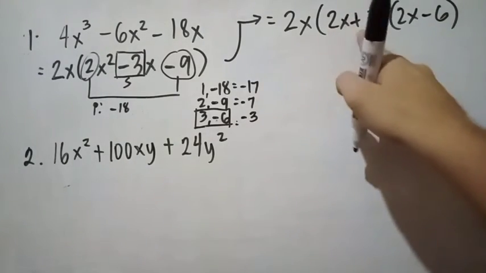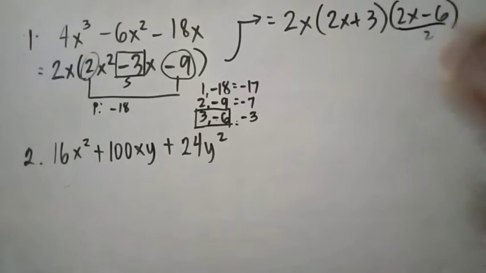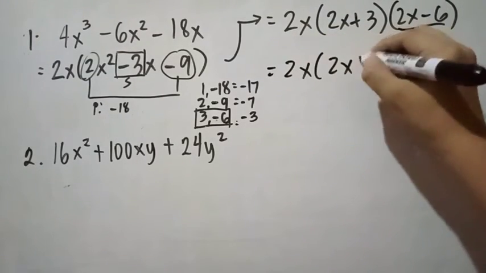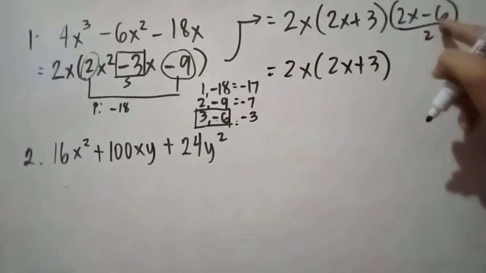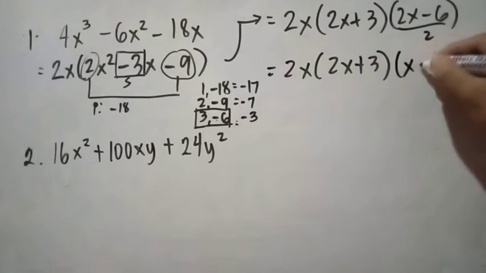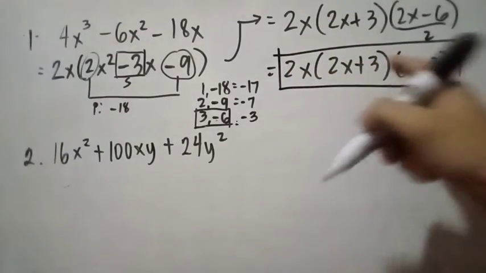And after that, i-divide natin yung binomial sa common factor nila. So dito wala. Pero dito meron, and that is 2. Tapos ganun ulit, kopya. And then i-divide natin itong 2x minus 6 sa 2. We have x minus 3. And this is the complete factorization of the given expression.